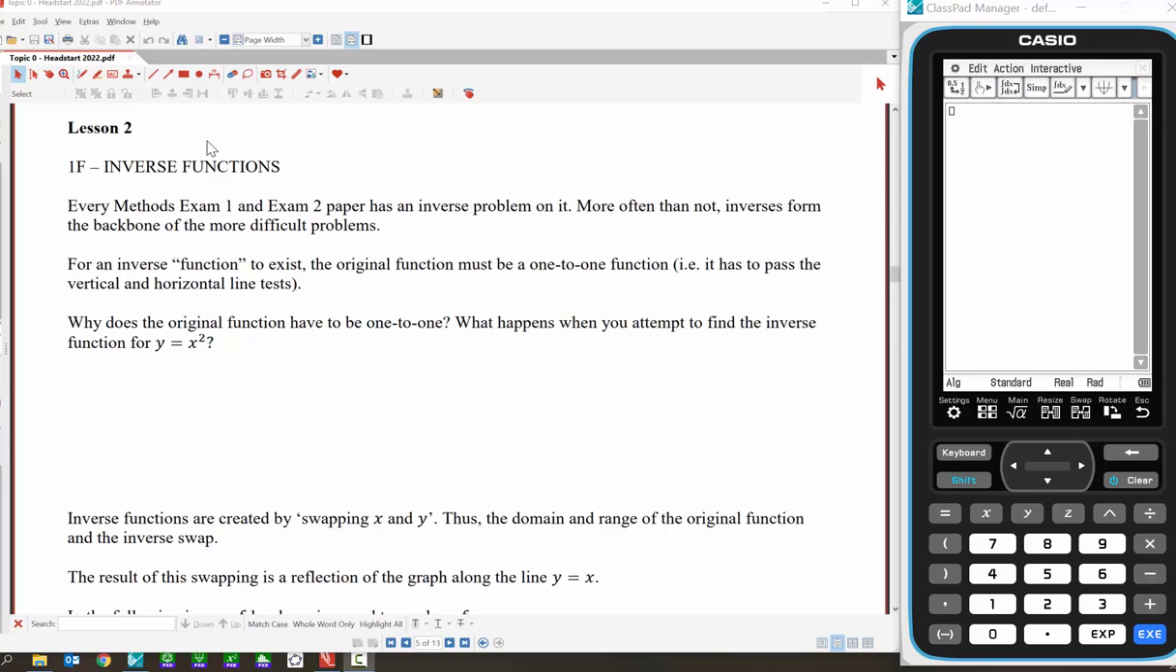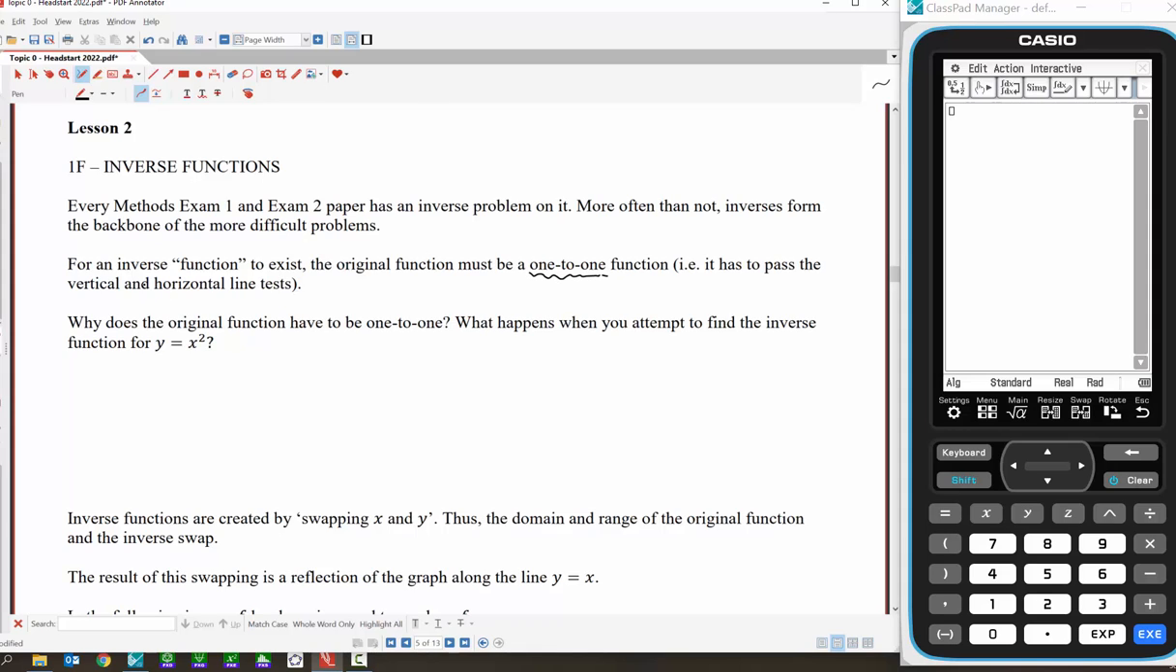In this video, I'll go through what you need to know about inverse functions. So typically every exam 1 and exam 2 has an inverse problem on it, and more often than not I find that they form the backbone of the more difficult problems. Now, for an inverse function to exist, the original function must be 1 to 1.